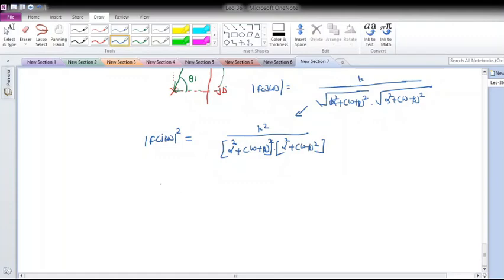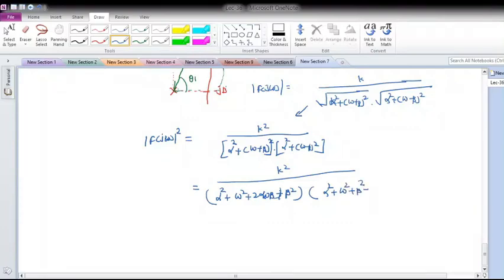So from that I can write K square, and let me solve this, which will be alpha square plus omega square plus 2 omega beta plus beta square, this is one part, and the second part is alpha square plus omega square plus beta square minus 2 omega beta. Now let me do the multiplication and find out the whole thing. Let me take the denominator part here.